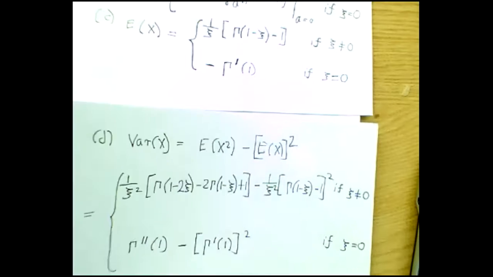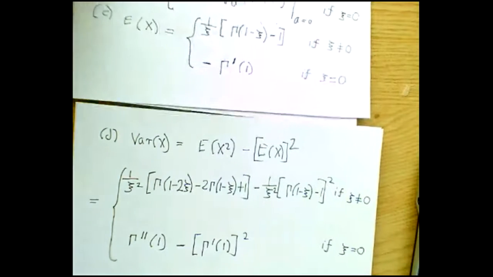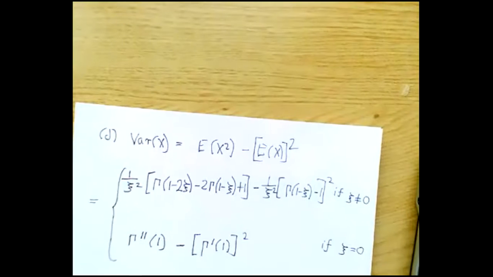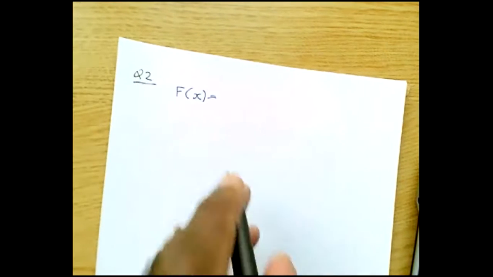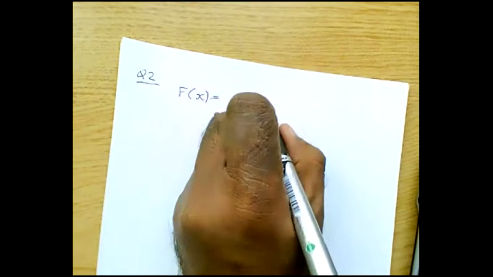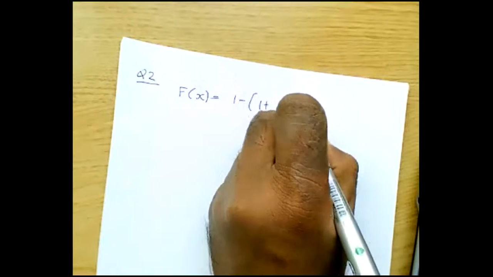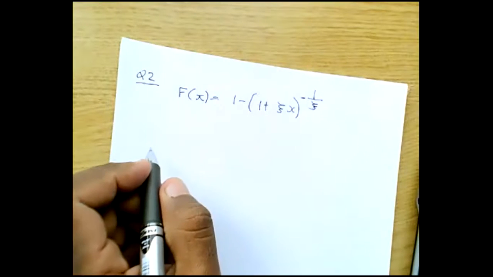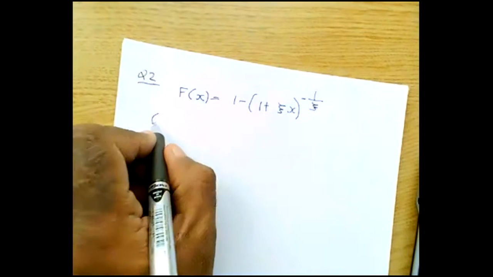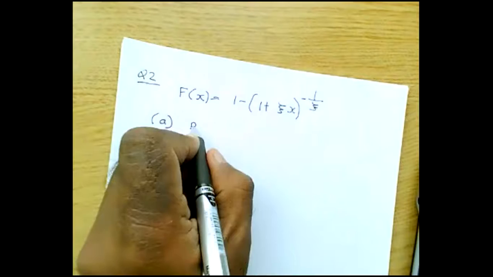Okay, thank you. All right, so let me move to the next question, which is question 2 of the sheet. Question 2 is about the generalized Pareto distribution, which is given by this CDF. This is the CDF of the generalized Pareto. So the first part is to find the PDF.